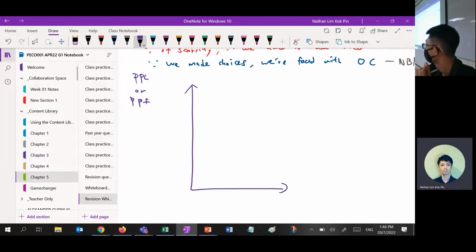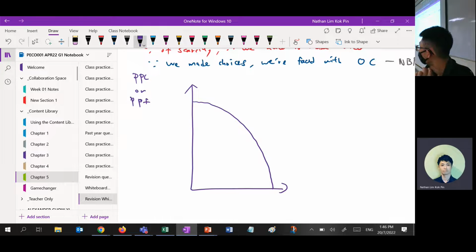Well, until now you still don't know, right? Production possibility curve or production possibility frontier. Wow, you still don't know? What's the definition for this? Well, I'm drawing. Nonsense like you. Okay. This is not a definition.